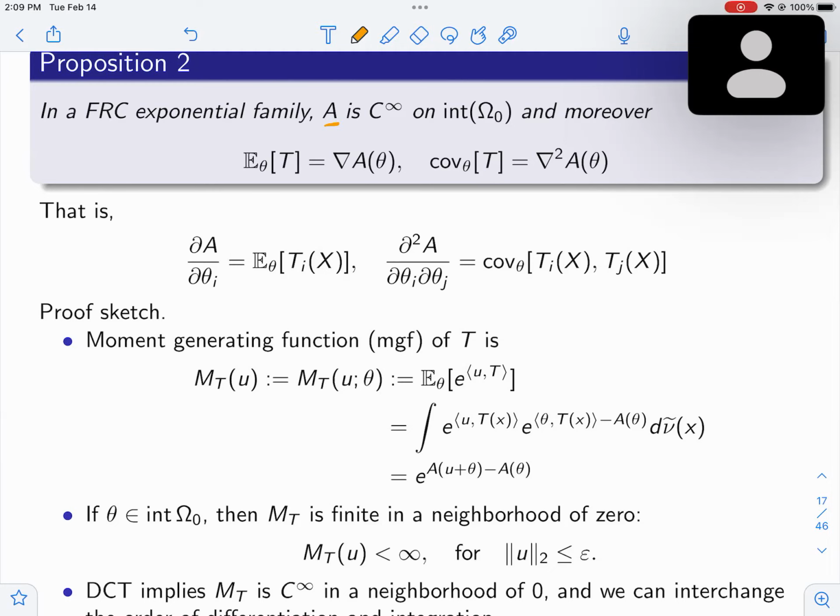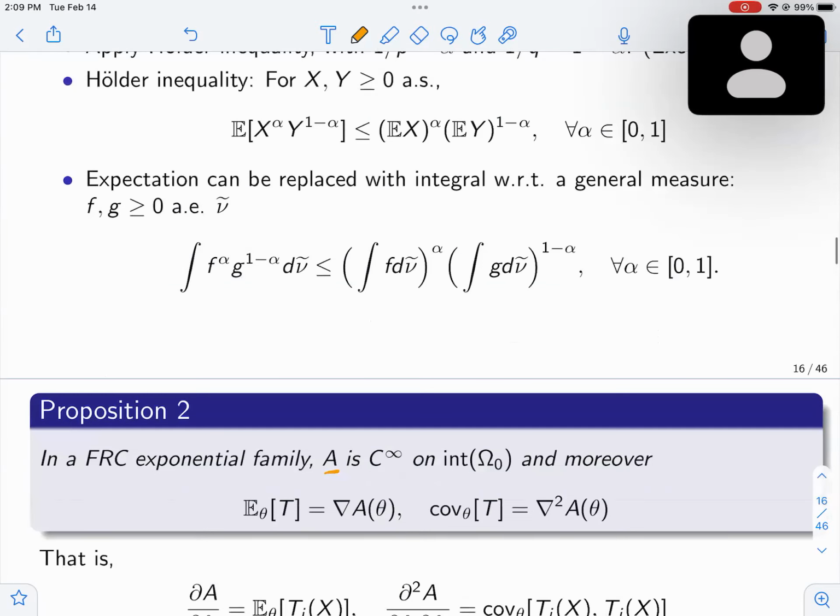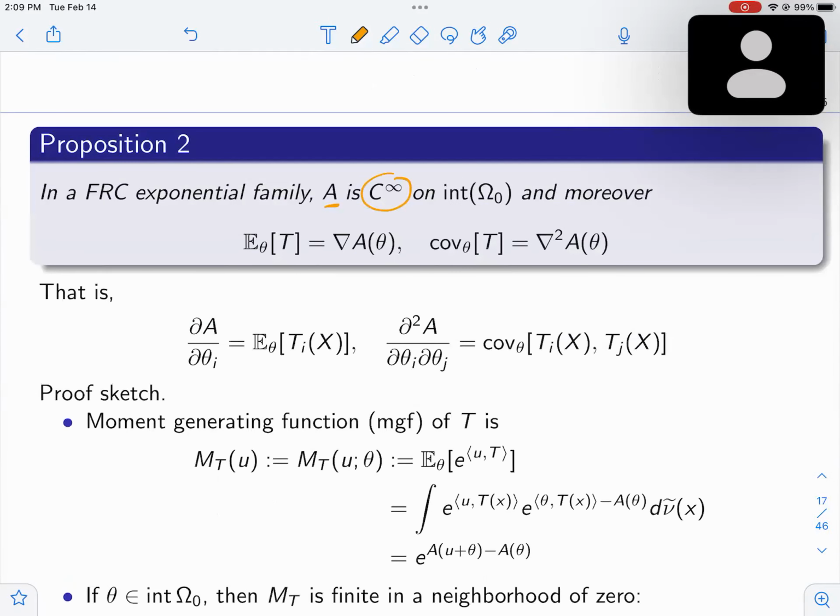So this result is saying A is C infinity. What does C infinity mean? Let me ask you guys. Derivatives of all order exist and they're continuous. So they exist on the interior of the domain.